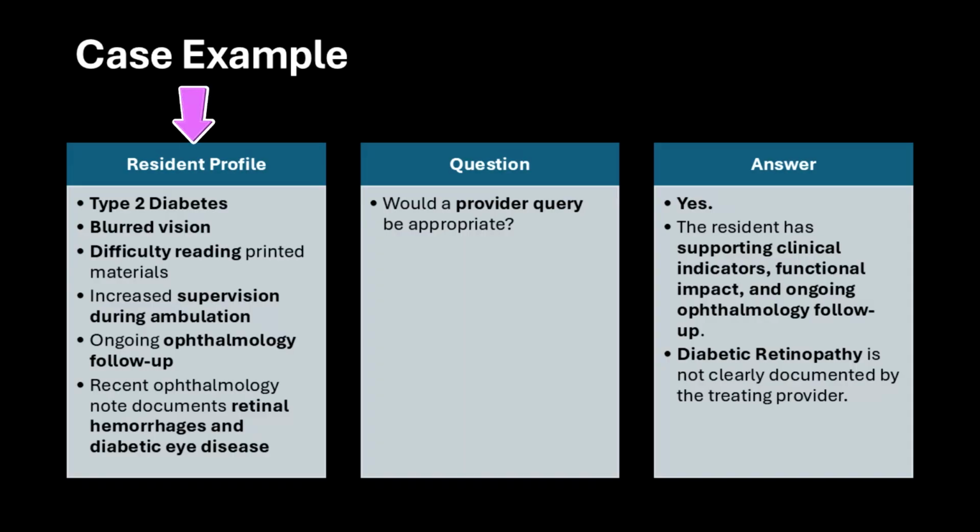In this case, the resident has type 2 diabetes, blurred vision, difficulty reading medication labels, increased supervision during ambulation, and ongoing ophthalmology follow-up. Documentation also reflects retinal hemorrhages and diabetic eye disease. Based on these clinical indicators, the impact on daily function, and ongoing monitoring, a provider query may be appropriate if diabetic retinopathy is not clearly documented or established by the treating provider.